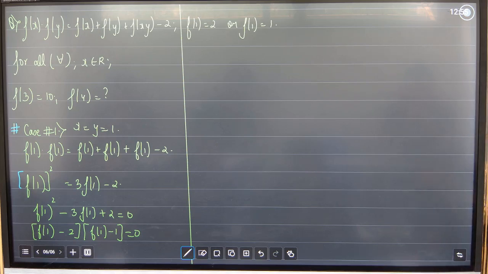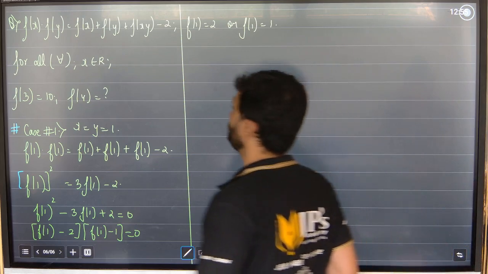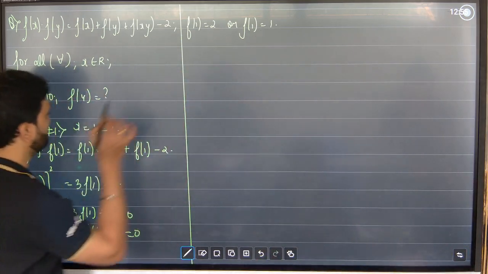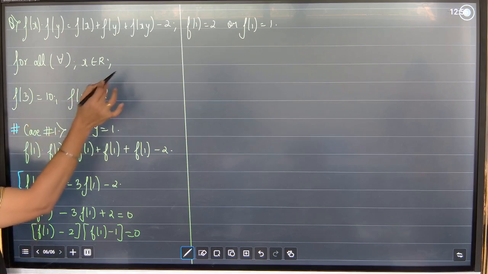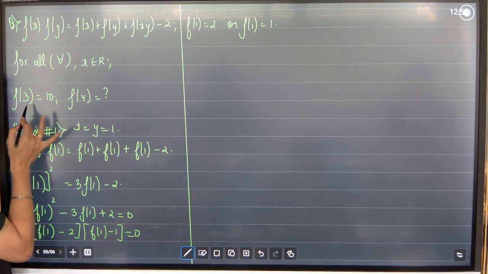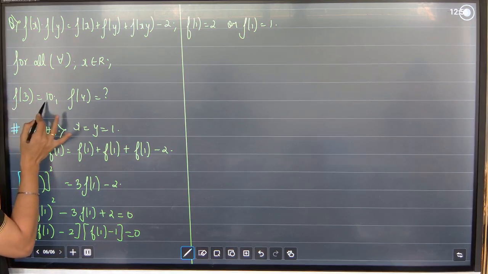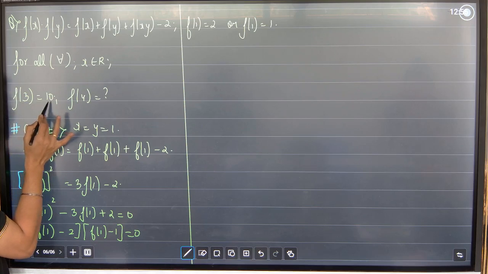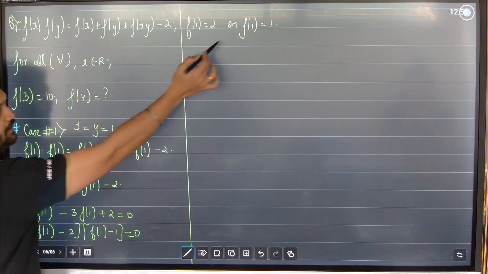We're not going to touch anything further. I've got two values of x, and for f of x I have got a quadratic equation, f of 1 is equal to 1 and f of 1 is equal to 2. Now, if I take f of 1 is equal to 1, it does not satisfy this condition. F of 1 is equal to 1 is possible when f of x is equal to x. This is not f of x is equal to x. If f of x was x, f of 3 would become what? 3.